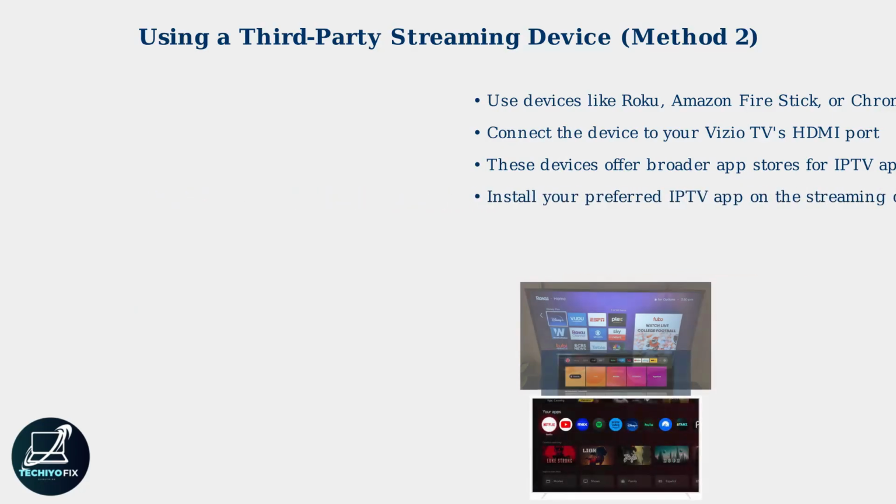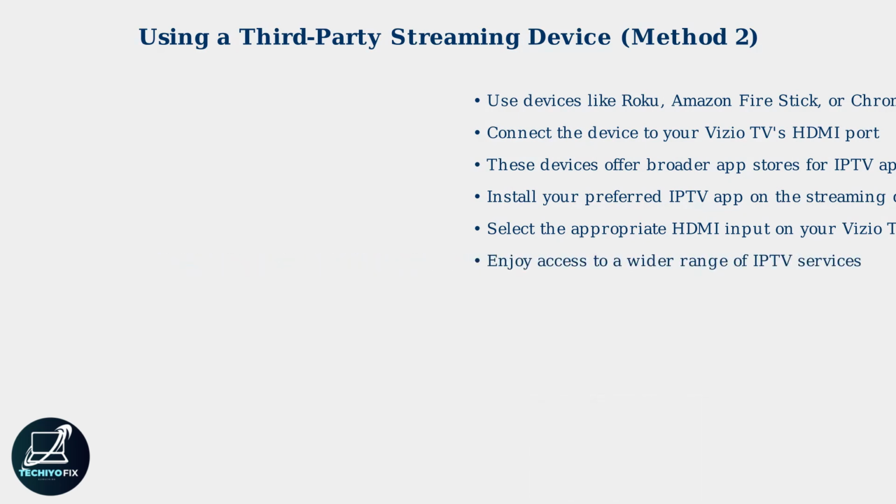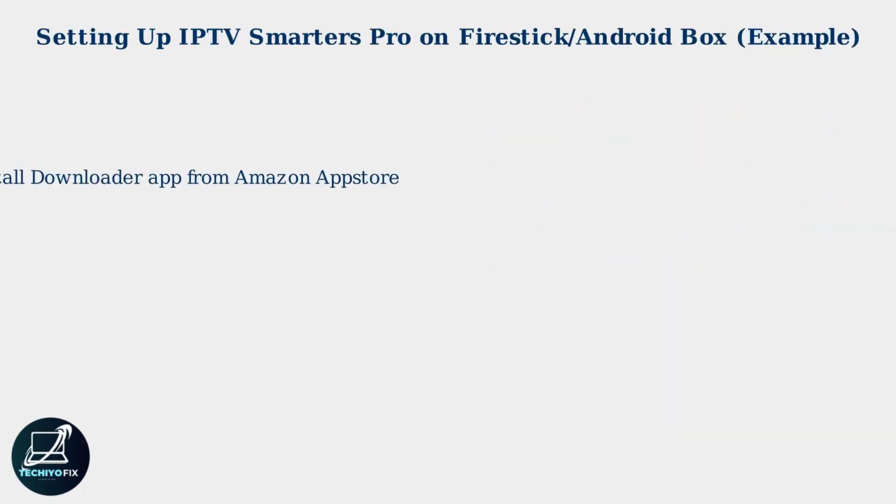Install your preferred IPTV app directly on the streaming device. Once installed, launch the app and configure it with your IPTV service credentials. On your Vizio TV, use the Input button on your remote to select the HDMI input where the streaming device is connected. This will display the device's interface on your TV screen. With this setup, you'll have access to a much wider range of IPTV services and applications that aren't available natively on Vizio SmartCast TVs. As an example, here's how to set up IPTV Smarters Pro on a Fire Stick.